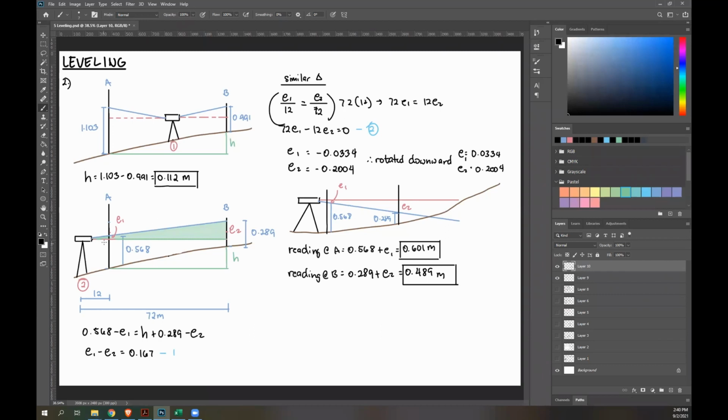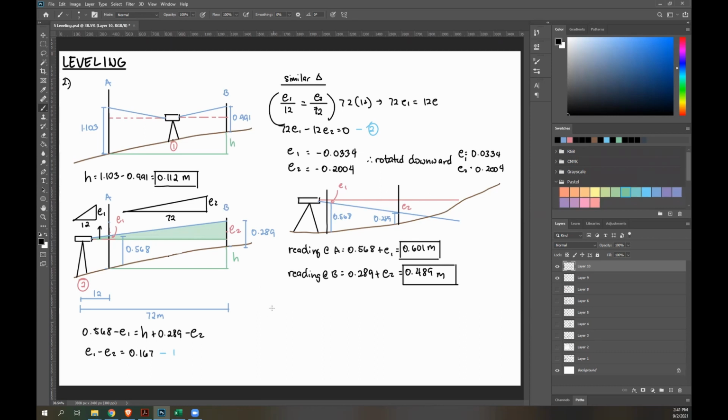Nakuha yung 12 and 72 from here. Similar triangles. I'll blow this up. It looks like this. This is your E1, this is your 12. And then same thing here. This is your E2, 72. They're similar triangles because they have the same angle here. So remember your law of similar triangles.